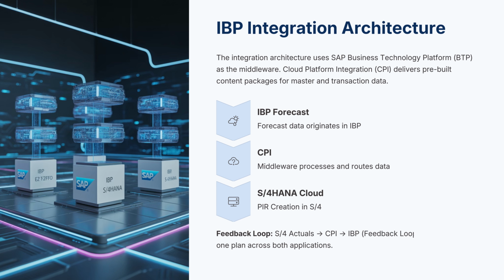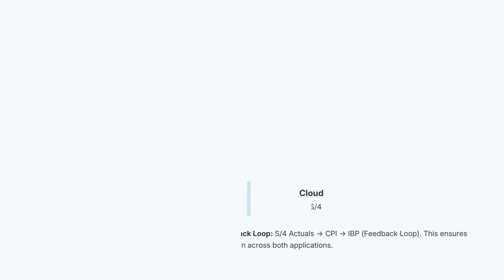IBP integration architecture. Let's start with the big picture. IBP and S/4HANA Cloud connect via SAP Business Technology Platform, specifically the Cloud Platform Integration, or CPI layer. CPI hosts pre-delivered integration packages for master and transaction data. The data flow is simple but powerful. IBP sends forecasts to S4 as planned independent requirements, and S4 returns actuals and stock data back to IBP.